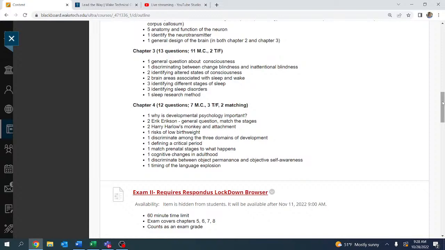Okay, so I want you to know one general question: crises aren't bad. I think that may even be a true-false question. And I want you to know that you, as a young adult, are dealing with the identity crisis. Okay. Now, in chapter 4, I talked about Harry Harlow's monkey and the attachment.